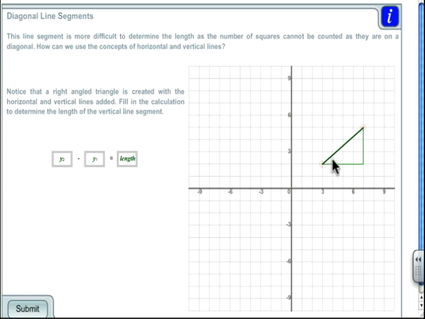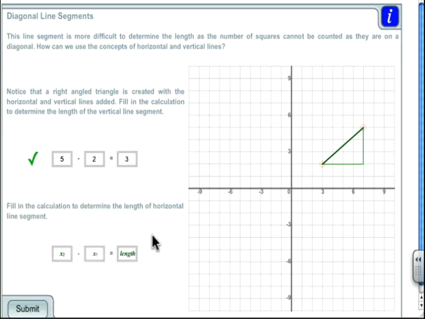We can't simply count squares. What we're going to do is combine the concept for horizontal segment length and vertical segment length. You'll notice any diagonal can be turned into a right angle triangle by adding the vertical and horizontal components. So let's fill in the calculation to calculate the length of each component. First we'll do the vertical. So y2 is 5. Take away y1, which is 2, giving us a length of 3.